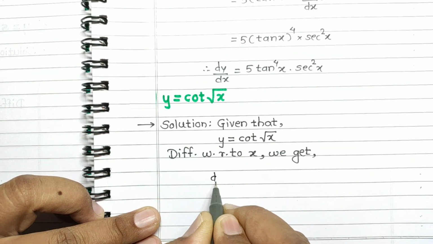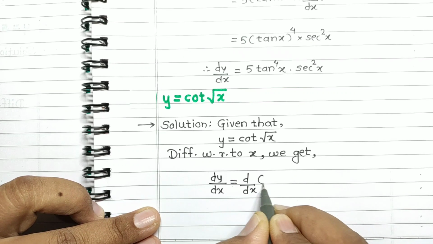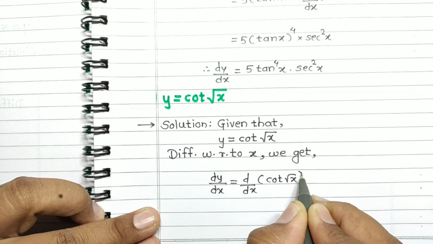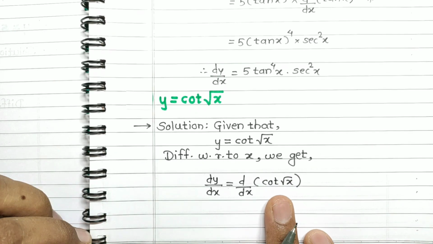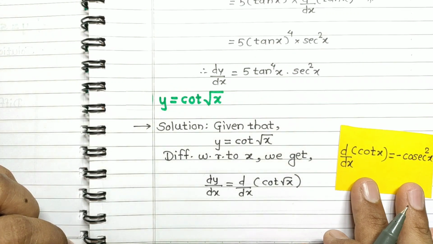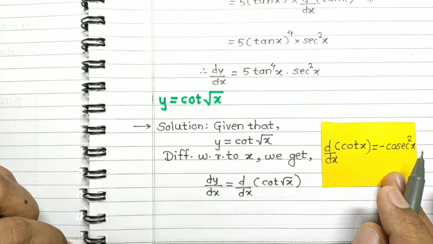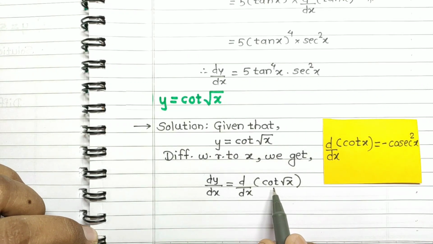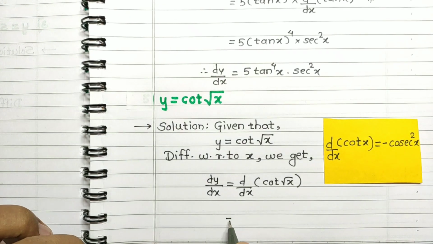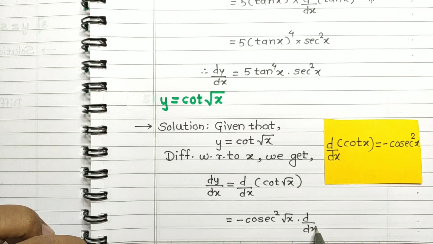dy by dx is equal to d by dx of cot root x. So we are going to treat this function as cot of something. Cot of something. So it is like the standard form cot x. We have the derivative of cot x as minus cosec square x. So the derivative of cot of something is minus cosec square of something. Something is root x, into the derivative of that something function which is root x.